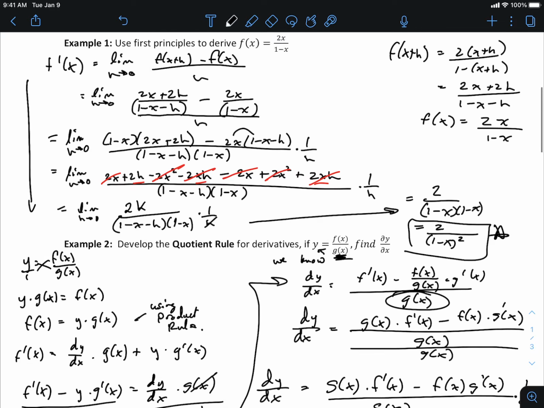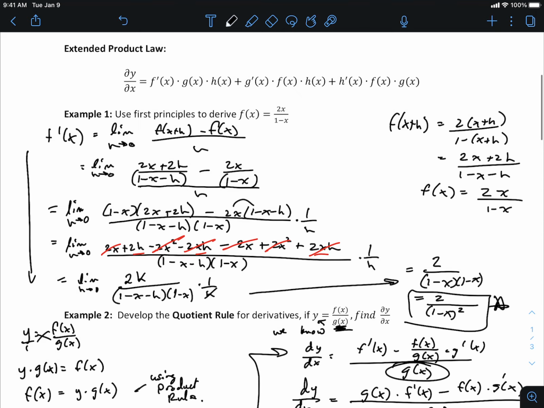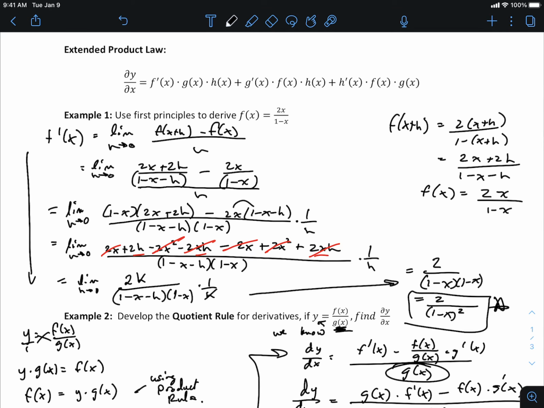Okay, it's like the quadratic equation. Do you want to use the quadratic equation? No, not necessarily, not unless you have to.